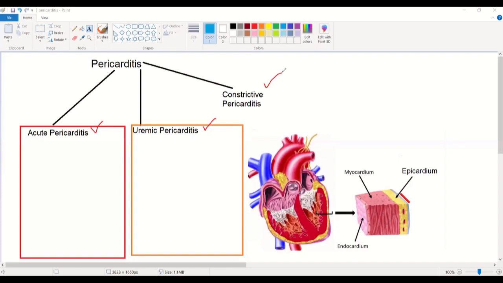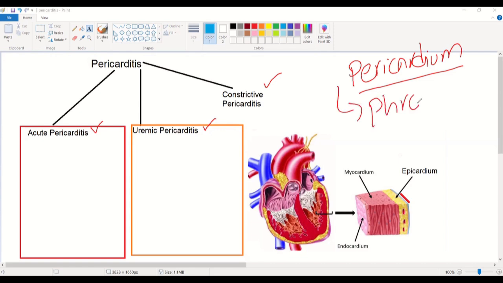or constrictive pericarditis, right? So can anybody tell me the nerve supply of the pericardium? The phrenic nerve, right? So pericarditis pain may refer toward which area? Pericarditis pain may refer to the shoulder, and it is because of this phrenic nerve.